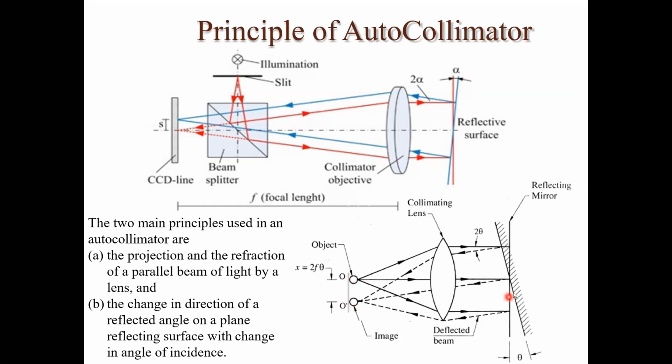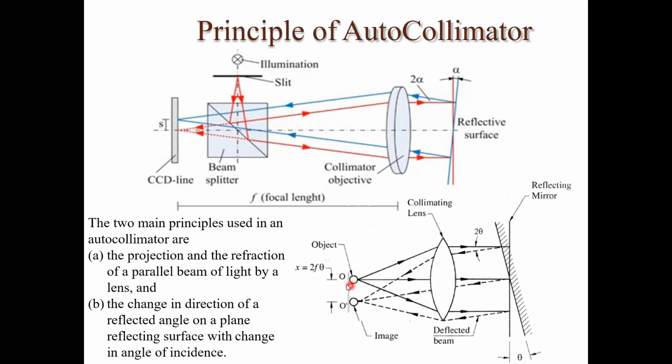In the initial position, when the mirror reflecting surface is perpendicular to the axis, automatically the reflected beam of light rays come back in the same path and occupy the O point. And if the reflector is changed through an angle of theta, then this beam of light is rotated through 2 theta angle and occupies a position here. You can measure the displacement of this image position, which can be taken as x.